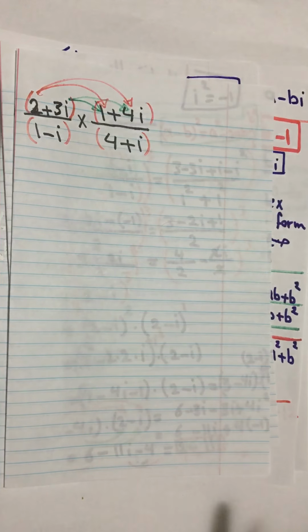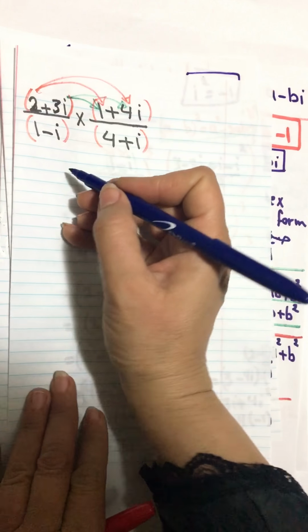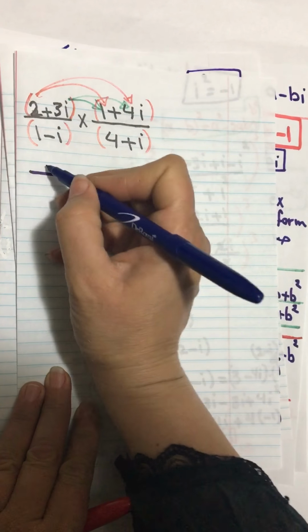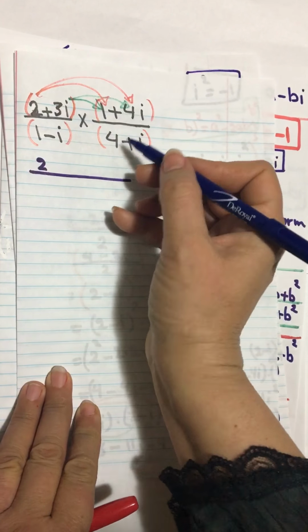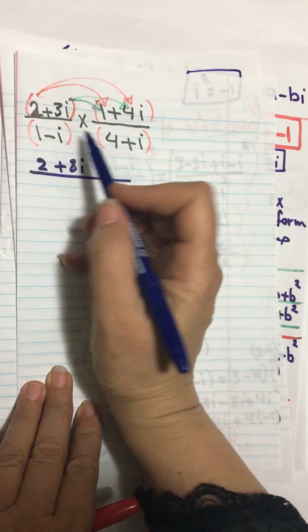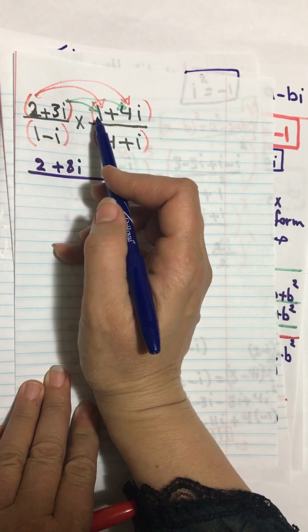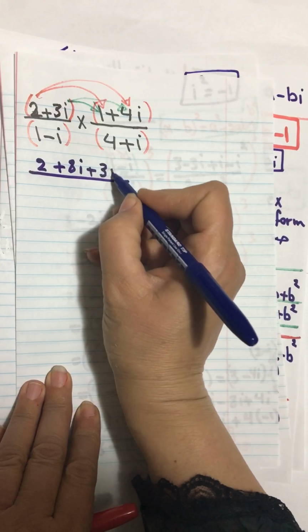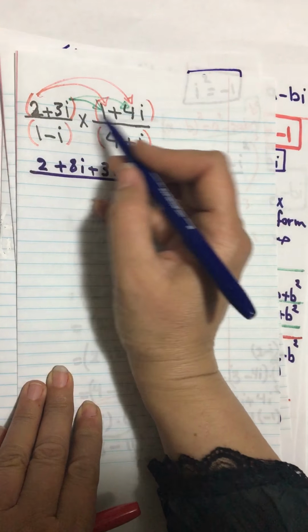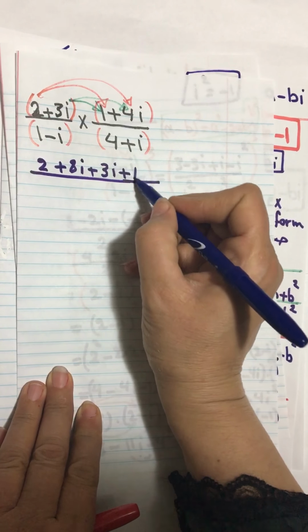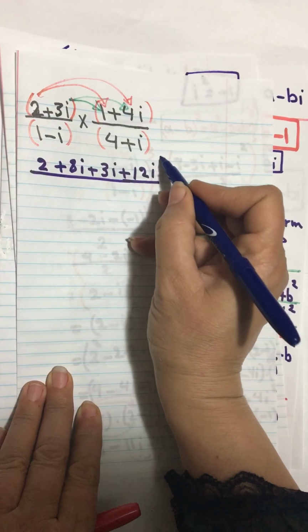2 times 1 is 2. 2 plus 4i plus 8i. Then 3i plus 3i times 1, 3i. Plus 3i times 4i, 12i squared.